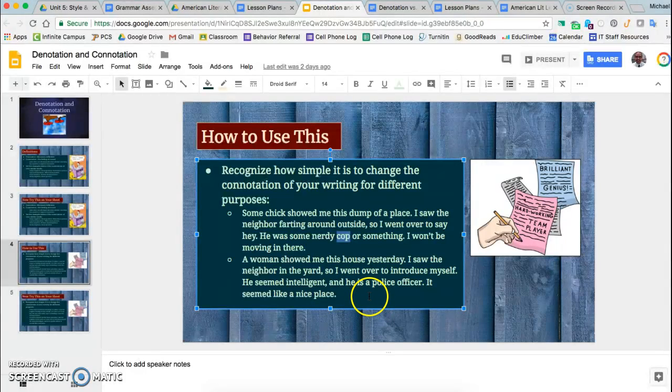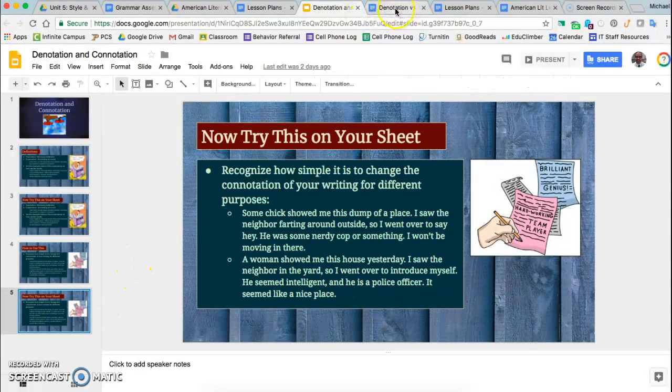So it's just much more respectful. Even if I wasn't in love with the place and I wasn't going to move in there, this is a more respectful way of talking about people. So this would be probably a better way of talking, unless you were really upset about something and just really wanted to get that across. Okay.